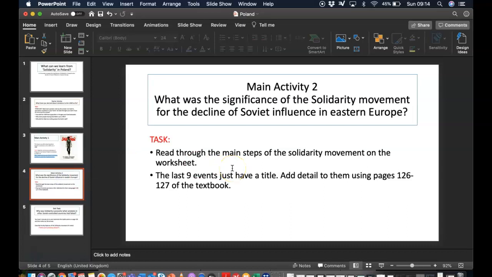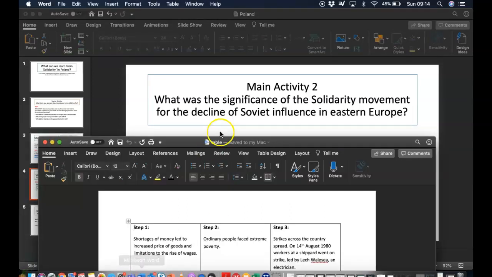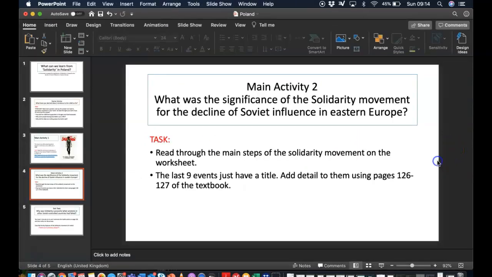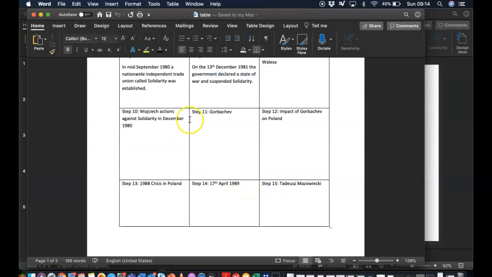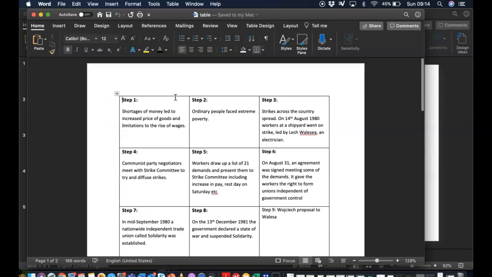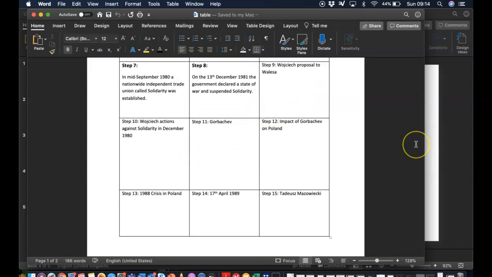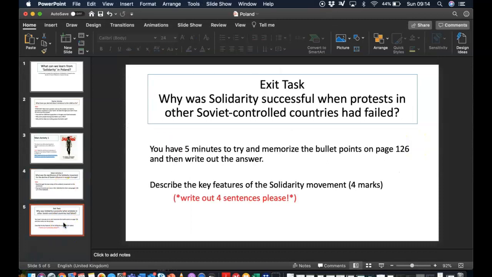Next, there is a worksheet which I've uploaded, this one here. You can see there, helpfully broken up into steps. For the last 9 events, you need to add a title, and add detail to them using pages 126 and 127 of the textbook. So they need titles, and they need details. So all of them need a title, except these ones. So steps 1 to 8 need a title, but they've got the detail. Steps 9 to 15 have a title but no detail. So fill that in. And then finally, I want you to memorize the bullet points on page 126.